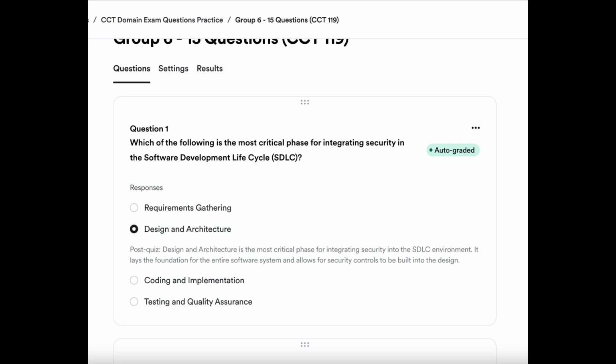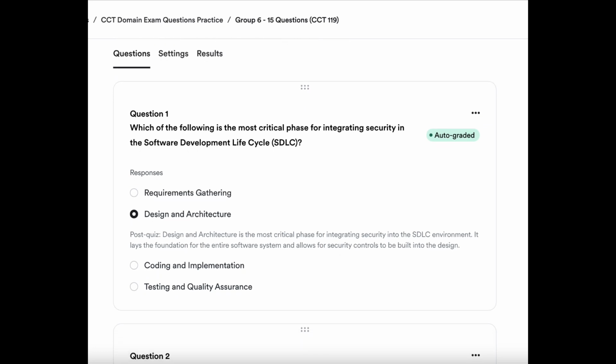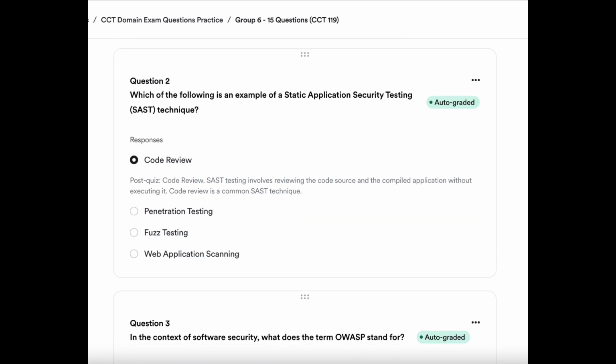And the answer is B, design and architecture. Design and architecture is one of the most critical phases when you're dealing with the SDLC environment because it does lay down the foundation for your overall software system, and it will be a key factor in determining how you're going to protect it.